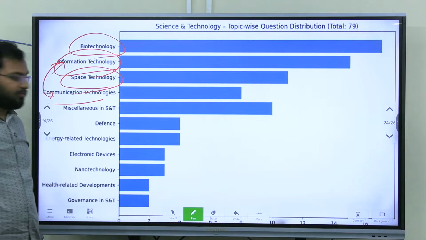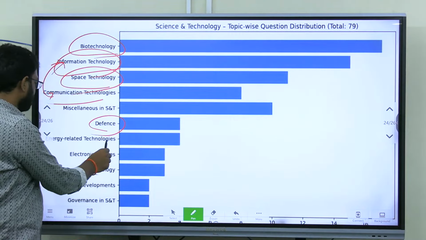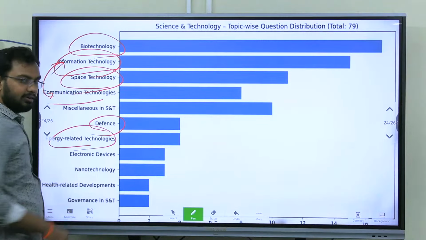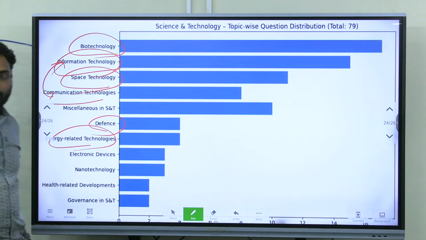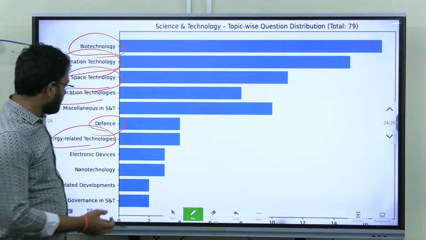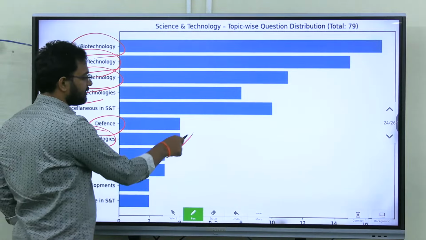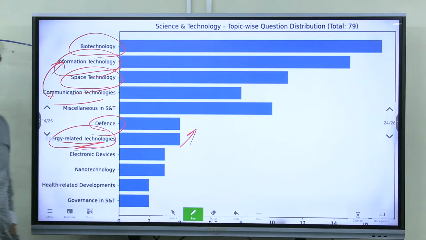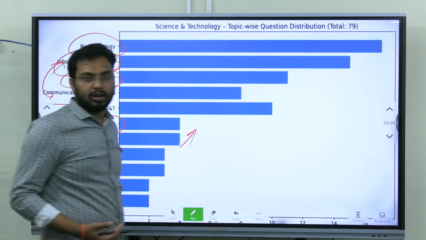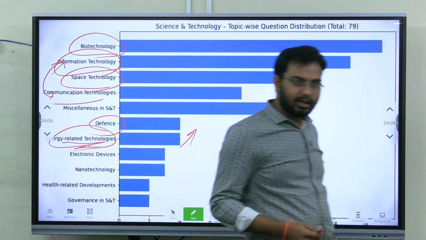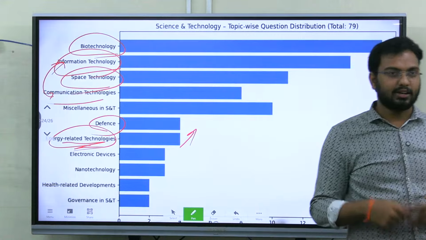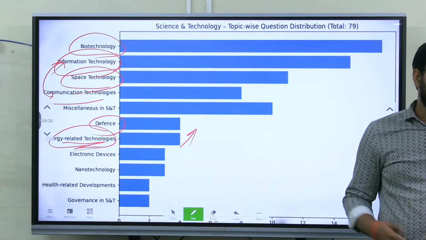Okay, now. So if you see defense, they're getting very less questions. Defense, energy related. But one important trend we need to observe is this energy related technology was not there earlier. In the last 3-4 years, we are seeing an increasing number of questions. So we will spend more time on alternative energy technologies, meaning non-traditional energy technologies, not like solar, wind, nuclear.